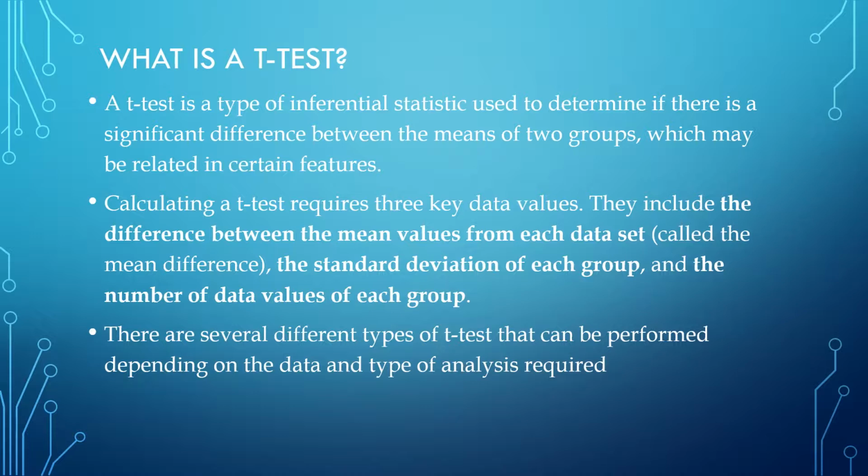Calculating a t-test requires three key data values. They include the difference between the mean values from each data set, called the mean difference, the standard deviation of each group, and the number of data values of each group. There are several different types of t-test that can be performed, depending on the data and the type of analysis that is required.